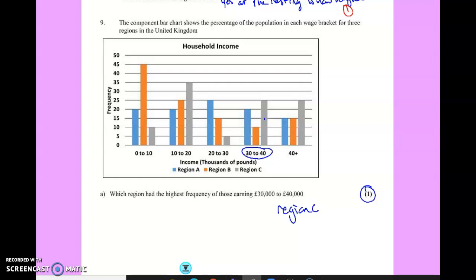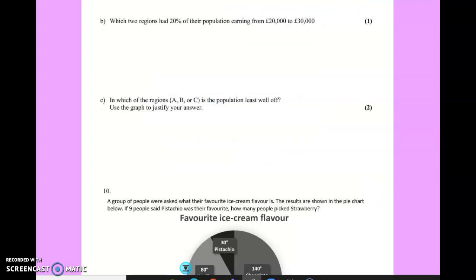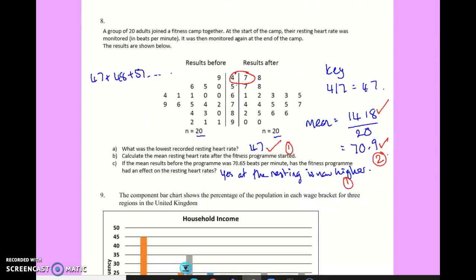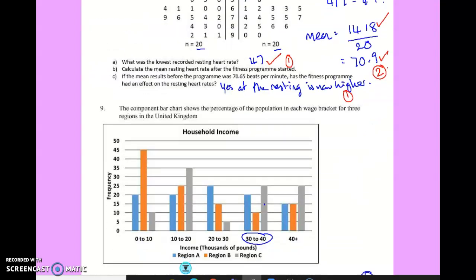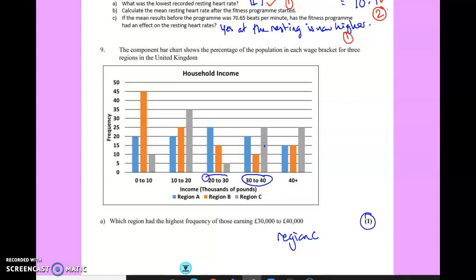And this is a 9, this is on the next page. Which 2 regions had 20% of the population earning from 20 to 30? So 20 to 30 is this one here. Well, that's been a mistake. I forgot to change the question when I changed the graph. Sorry about that, guys. So we can't answer that question. But it is 1 mark, so you'd get your 1 mark for correctly picking out the right one.